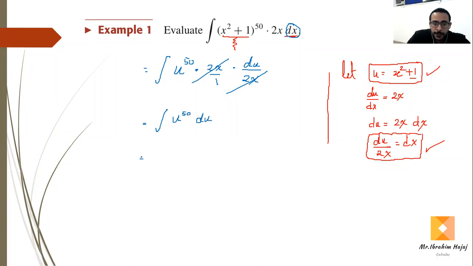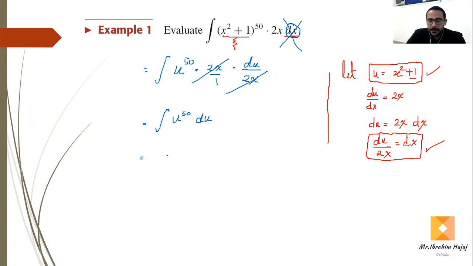I think now we have all our variables in terms of u, all in u, right? No x's now. The x we canceled out, and we substituted dx by du over 2x, and we replaced x squared plus 1 with u. So my whole integrand is now in terms of u, right? Yes. And we follow the same steps we did in the previous sessions. So now we have to add 1 to the exponent and divide by the new exponent.